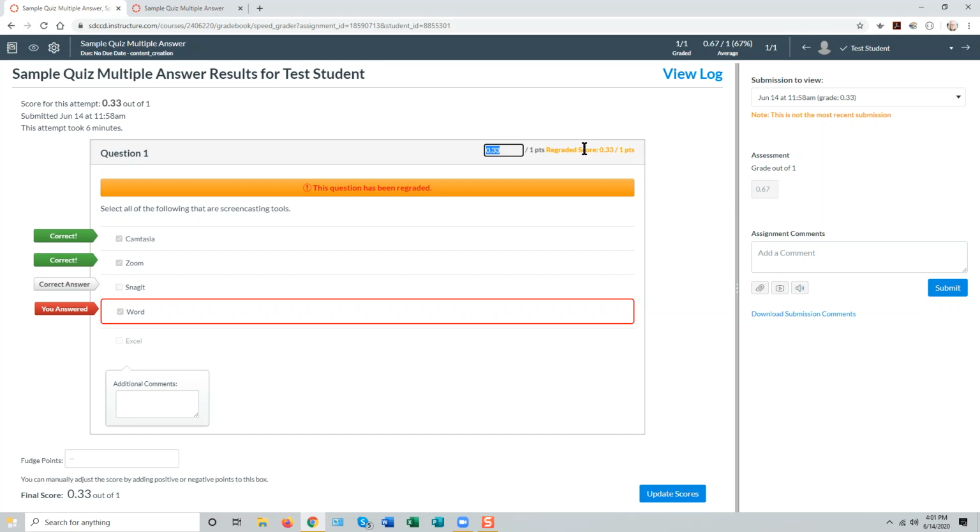All righty, hope that makes the way that Canvas awards partial credit in multiple answer questions clear. Please let us know if you have questions.